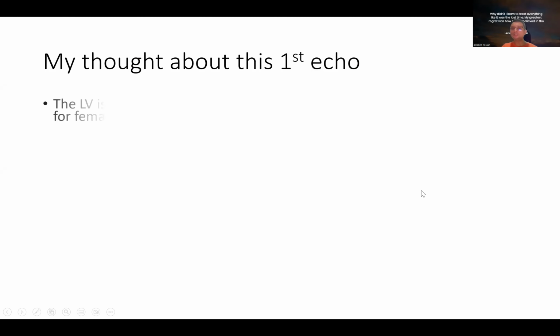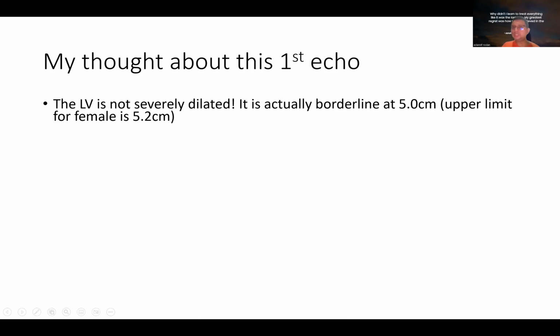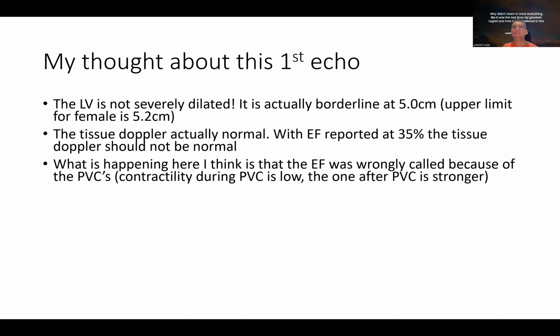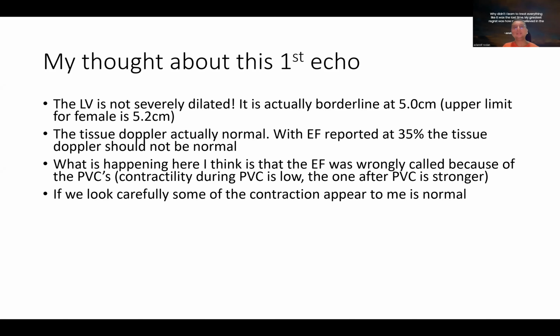So what is my thought about this first echo? I think the LV is not severely dilated. It's only 5 centimeters. The upper limit for female is 5.2 centimeters. The tissue Doppler is normal. With an EF reported as 35%, the tissue Doppler should not be normal. So what is happening here, I think, is that the EF was wrongly called because of the PVCs. Contractility during the PVC is low, and the one after the PVC is stronger. And if we look carefully, some of the contractions appear to me to be normal.